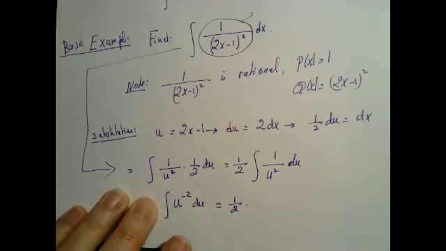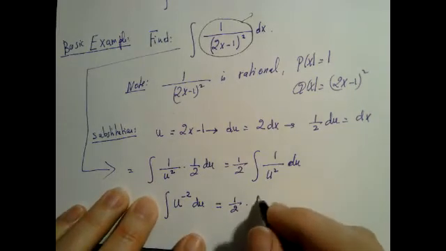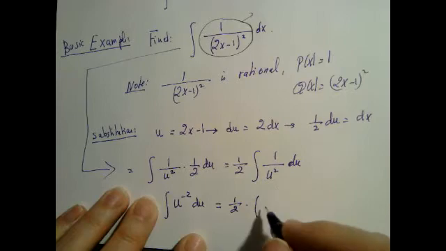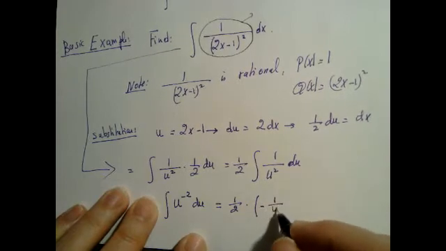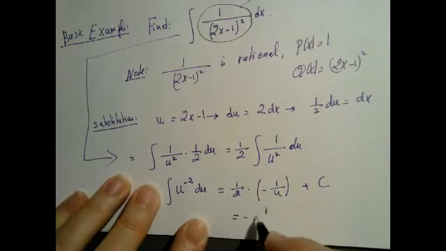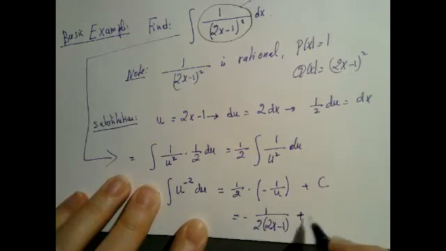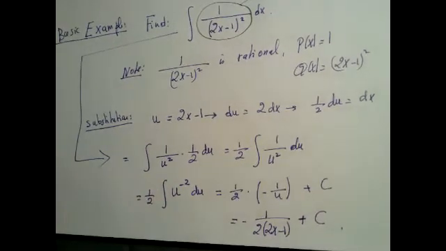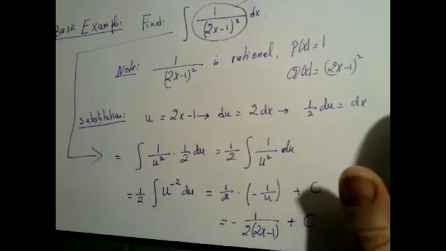Antiderivative of u to the minus 2 is 1 over minus 2 plus 1. Minus 2 plus 1 is minus 1. So this will give me minus 1 over u plus c, which finally gives me minus 1 over 2x minus 1 plus c. Okay, so that's a very basic rational function, and integrating it is actually not hard. It's just a simple substitution.